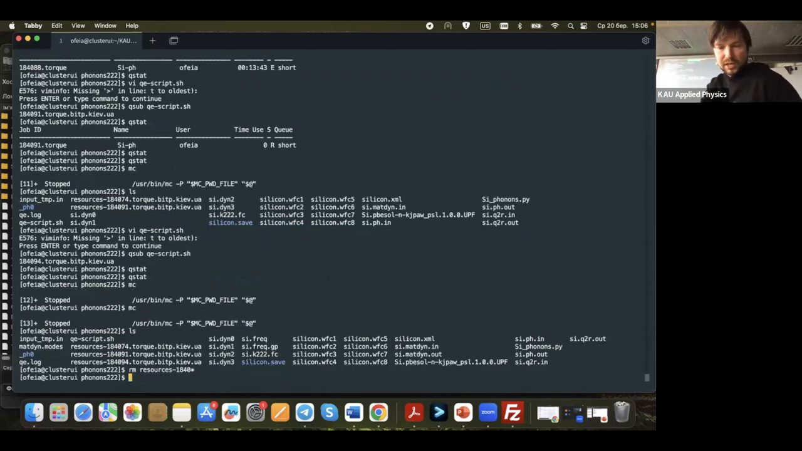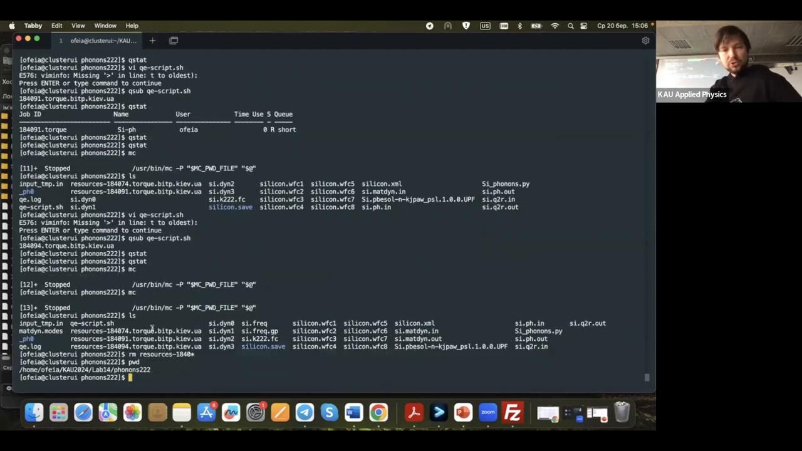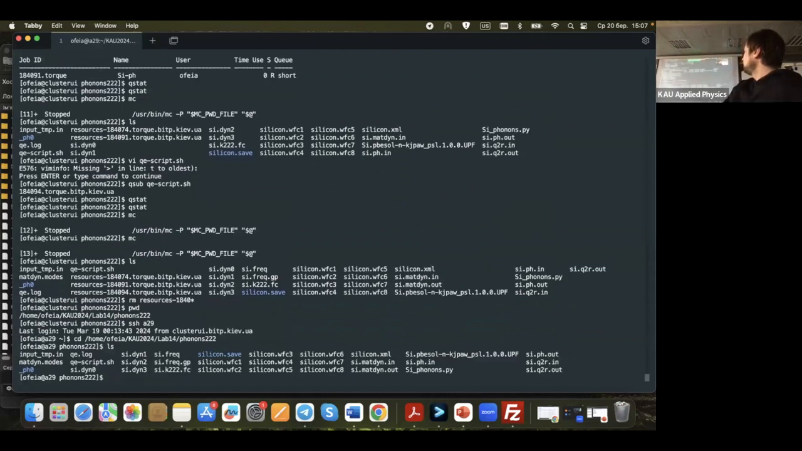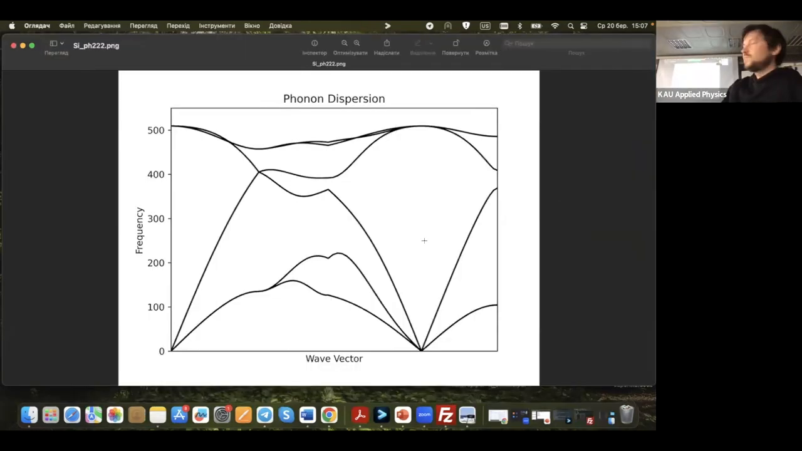We should go to SSH. We should make SSH R29, so move to the node. Then we should return to our calculation folder for phonons 222, and then we should launch Python 3.6. We should launch the script prepared by me. I think it's like the plot in the Sand Forces. This is better. Maybe this is better.